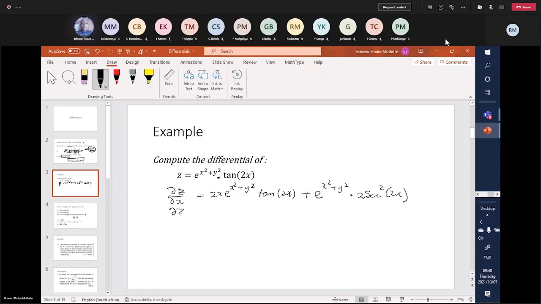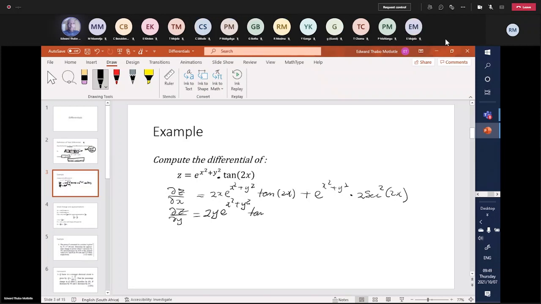So this is your derivative with respect to x. You differentiate z partially with respect to y. Now you can see that the second function is a function of x only, so we'll treat it as a constant. So we differentiate the first one. It's going to be 2y e to the power x squared plus y squared tan 2x.